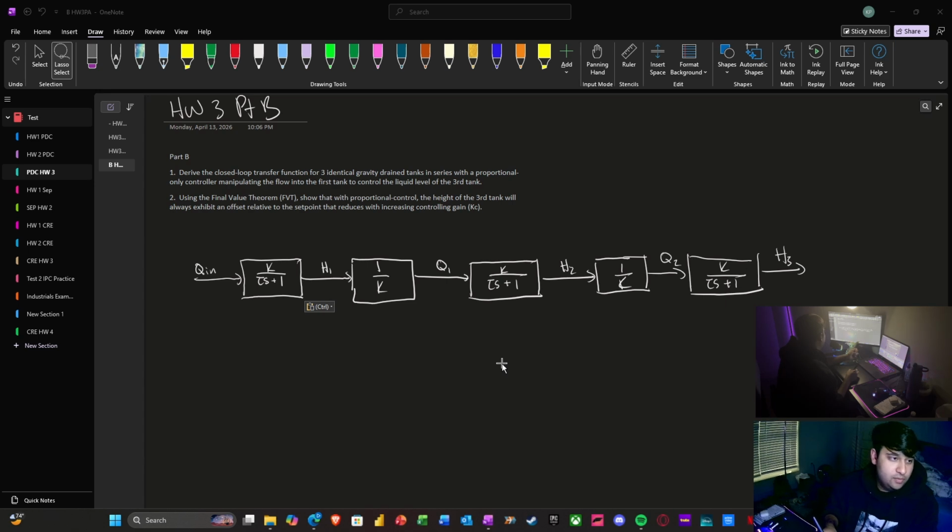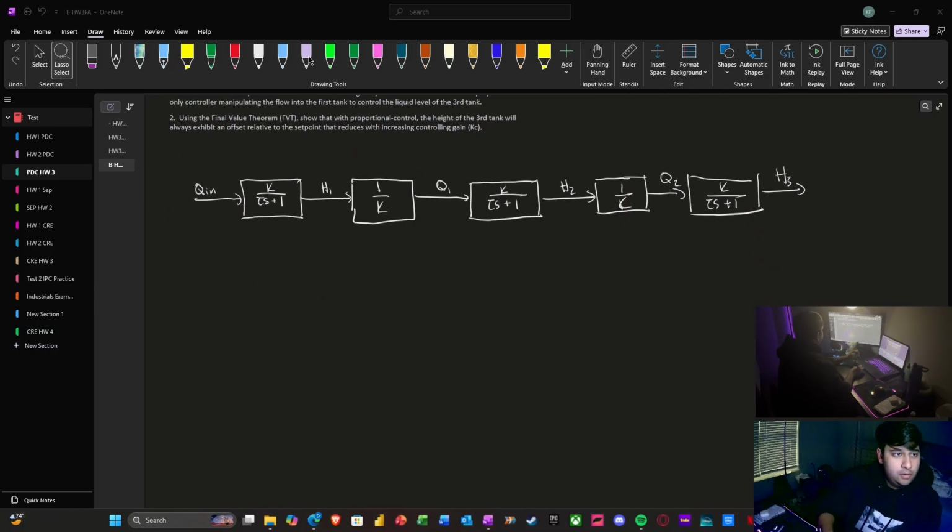And then we're going to finally use our final value theorem to show that the proportional control and the height of the third tank will always exhibit an offset relative to the set point that reduces with increasing controller gain, or a KC.